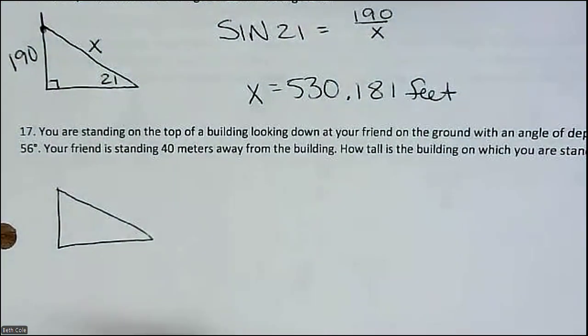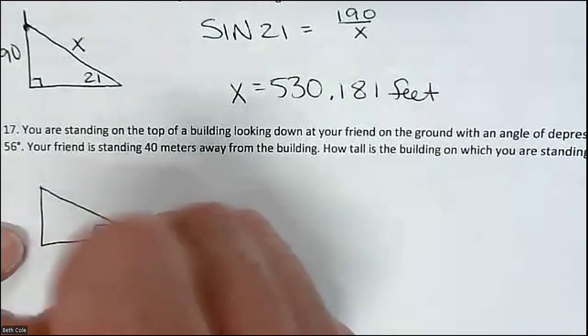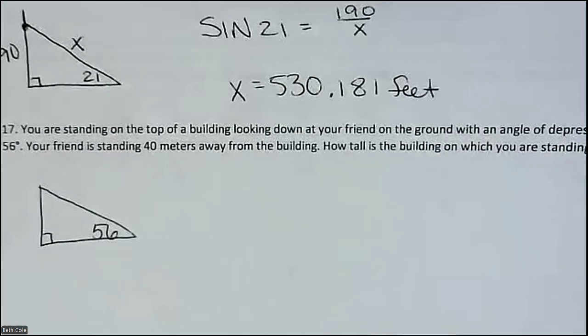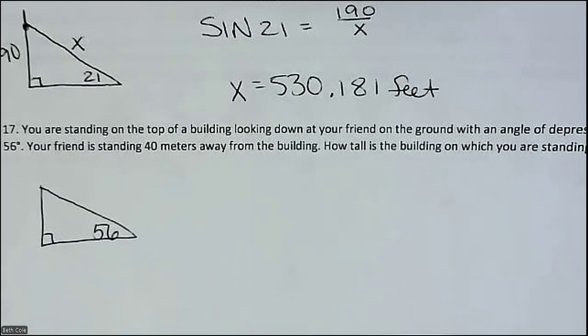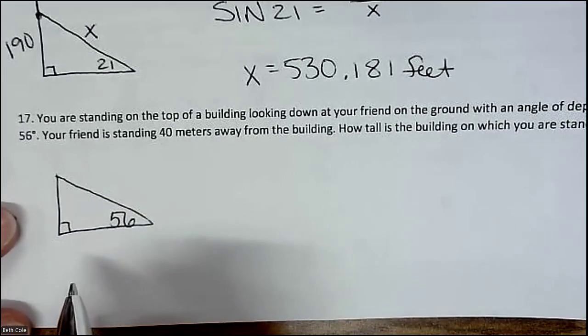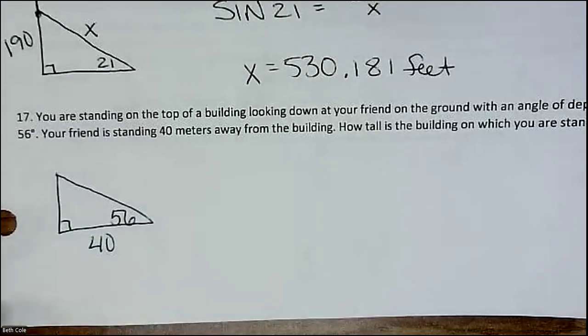All right. You're standing on top of a building looking down at your friend. Angle of depression 56. I don't care which one it says. Put that angle at the bottom of the triangle. They are congruent. The sky and the ground, in theory, are parallel. Your friend is standing 40 meters away from the building. Use your imagination. Where does the 40 go? Yeah, the horizontal, he's on the ground, right?